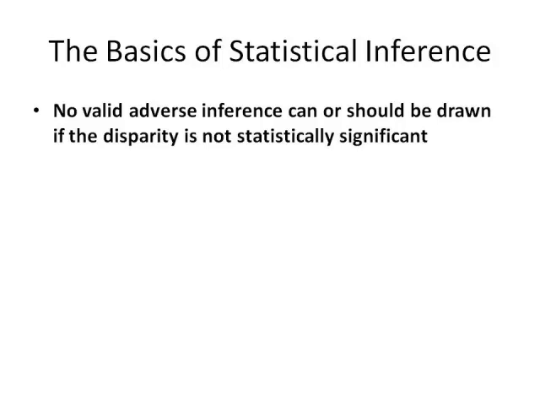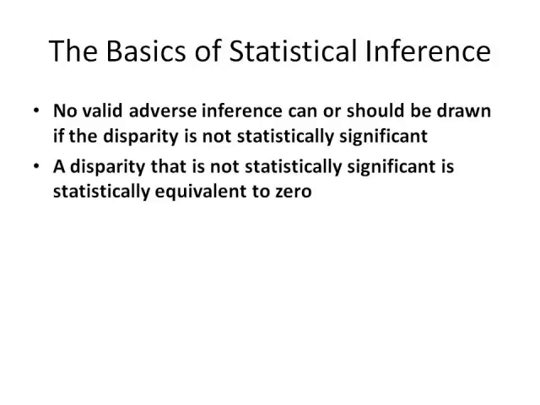Now it's important to know that no valid adverse inference can or should be drawn if the disparity is not statistically significant. I'm going to say that again. No valid adverse inference can or should be drawn if the disparity is not statistically significant. If a disparity is not statistically significant, it's statistically equivalent to 0. It doesn't matter how large the disparity is in terms of number of heads or number of people promoted or number of people hired, if the disparity isn't statistically significant, if it's not 2 or 3 units of standard deviation, it's not different from 0 from a statistical perspective.